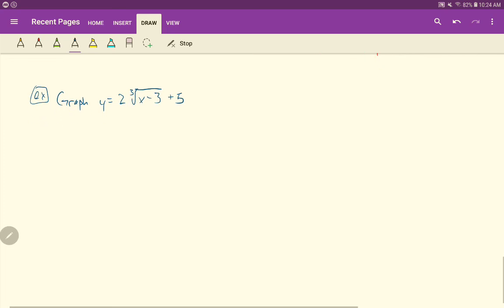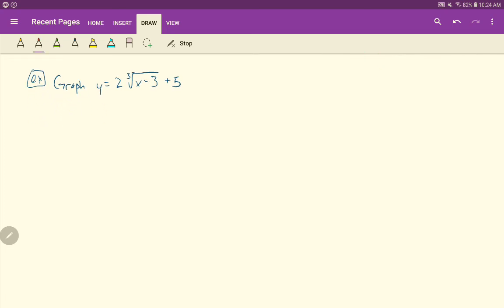All right, let's do one more here. Okay, so what are the transformations here? Well, pause and do it. So vertical stretch by 2. Okay, that's where this comes from. Then we're going to go right 3. And then we're going to go up 5.